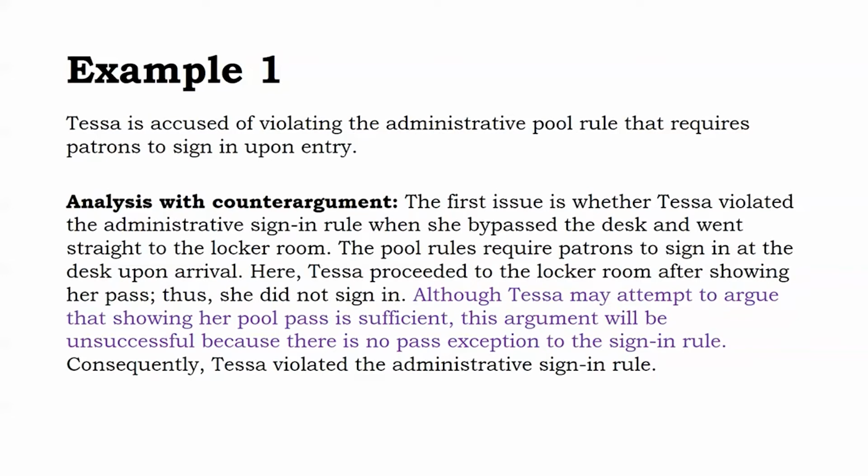Now we shift into the A. Here, Tessa proceeded to the locker room after showing her pass, thus she did not sign in. Now we look at the counter argument, which is in purple. Although Tessa may attempt to argue that showing her pool pass is sufficient, this argument will be unsuccessful because there is no pass exception to the sign-in rule. Consequently, and here's our C for conclusion, Tessa violated the administrative sign-in rule. It's as easy as that.